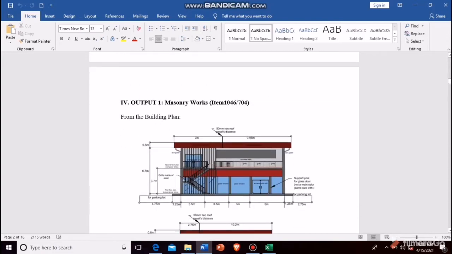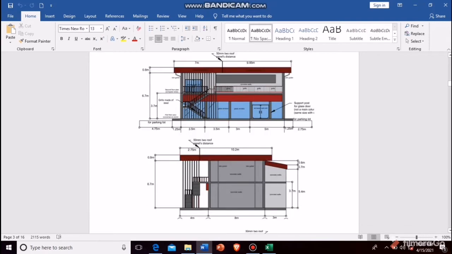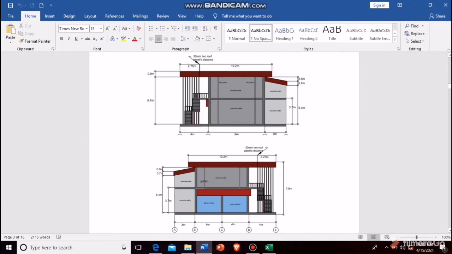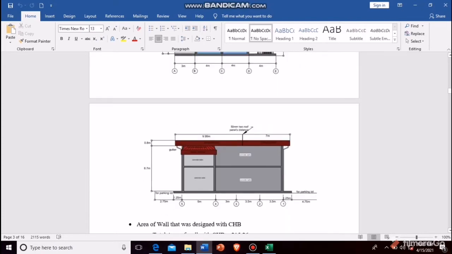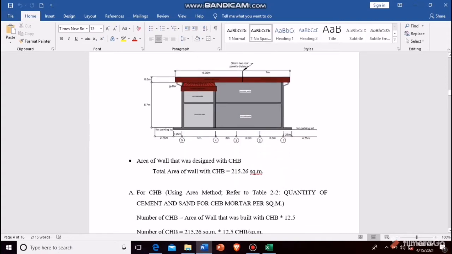And for the output 1, masonry works, item 1046 over 704. From the building plan, this is the front elevation, the right side elevation, the left side elevation, then the back, the rear, the back side. Area of wall designed in CHB is the total area of wall from the building plan, that is 215.26 square meters.